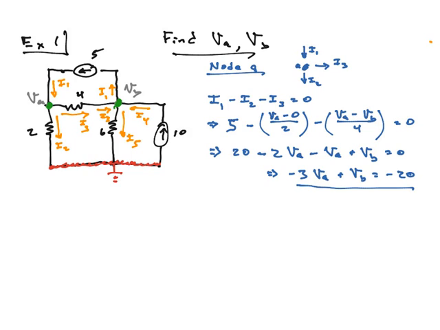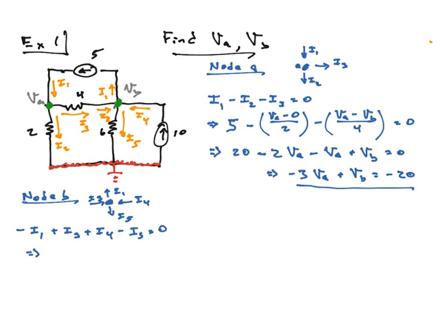Now I want to move on to node B. What does node B look like? All right, here's the node. I've got I4 coming in, I5 leaving, I1 leaving, and I3 coming in. That's what the node looks like. All right, so I have minus I1 plus I3 plus I4 minus I5 is equal to 0. Remember, all the arrows that come in are positive, the ones that leave are negative.